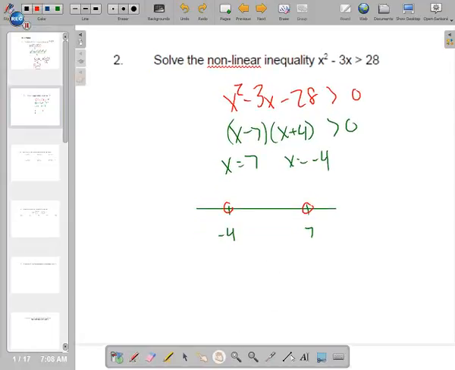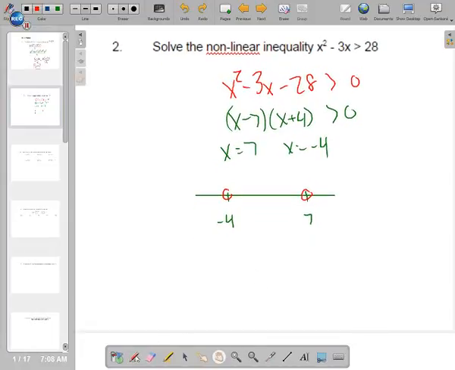So now I have my points of interest. Now I need to test points along the number line. So let's pick a number that's way smaller than negative 4. Let's pick negative 100. If I plug negative 100 in right here, I'm going to get negative 107. If I plug negative 100 in here, I'm going to get negative 96. So a negative times a negative is going to give me a positive number.